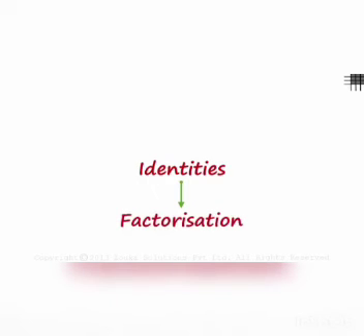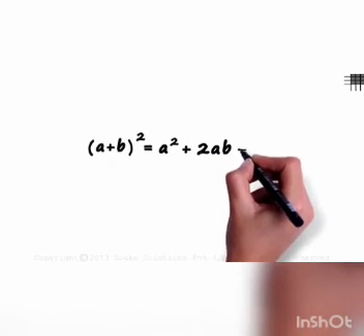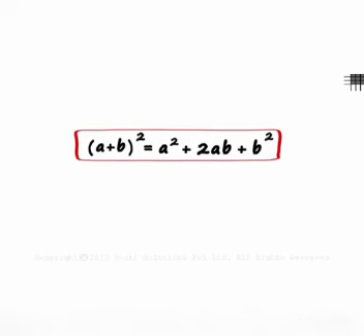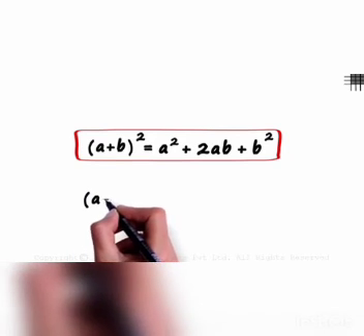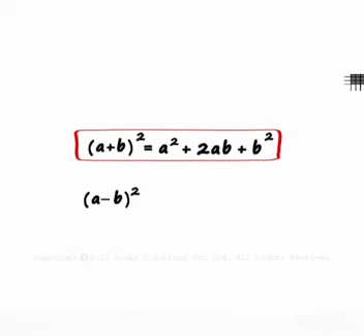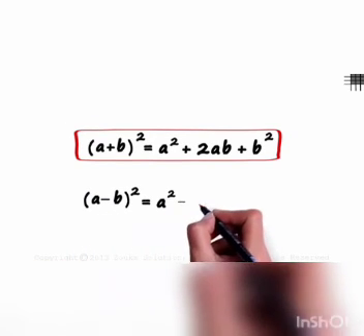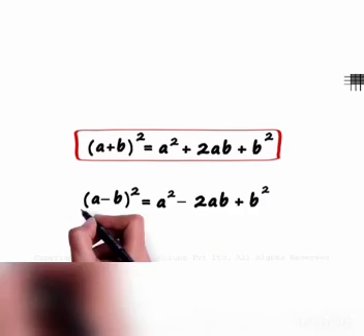And to understand how special identities can be used to factorize polynomials, let me write them down for you. The first one says a plus b the whole squared equals a squared plus 2ab plus b squared. The second one says a minus b the whole squared equals a squared minus 2ab plus b squared.